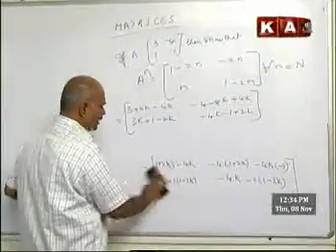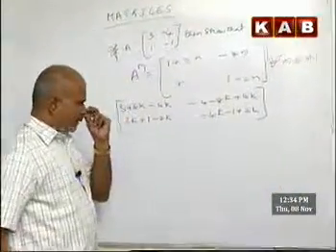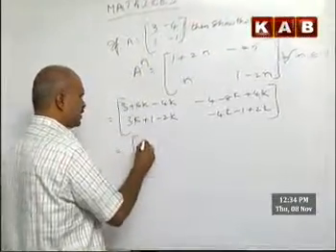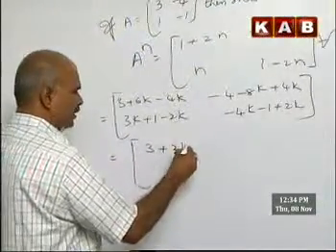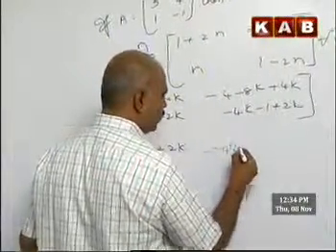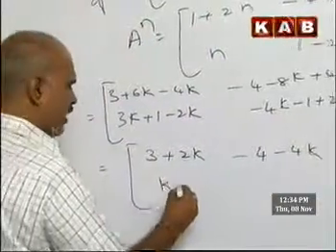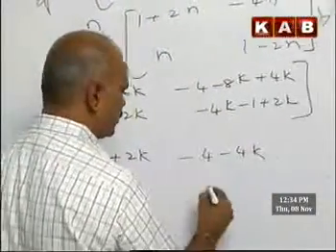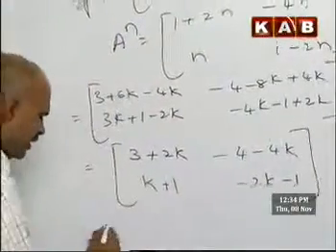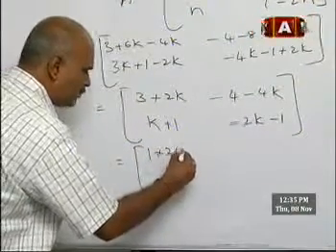Now it can be written as like this one. In this stage we may calculate it as this one. This will be obtained as 3 plus 2k. Again this also minus 4 minus 4k. Again this also k plus 1. Again this also minus 2k minus 1. Conveniently I write this entire part as like this, 1 plus 2 into k plus 1.